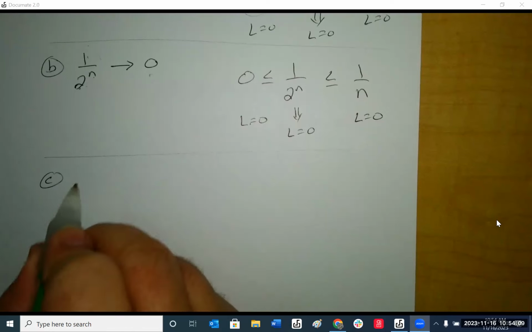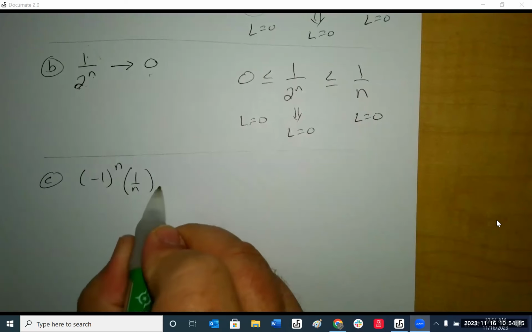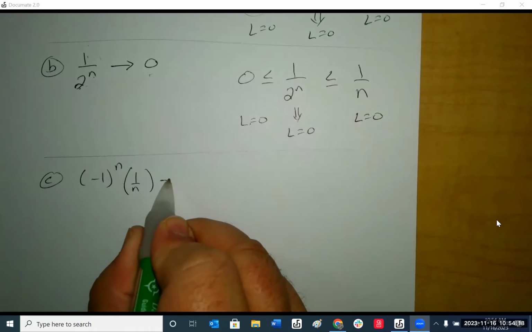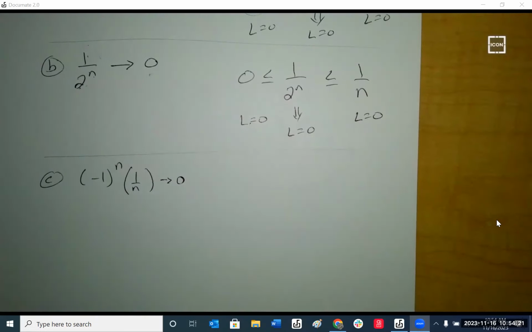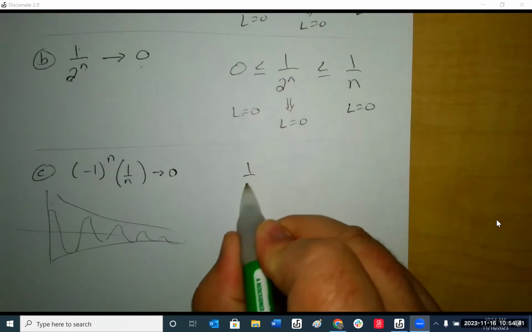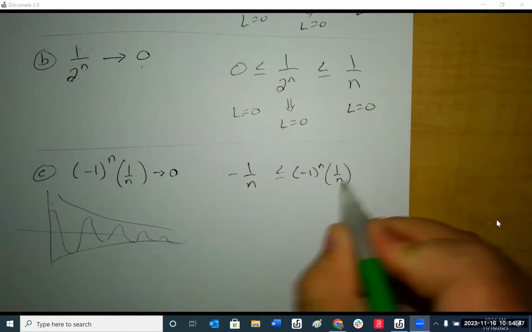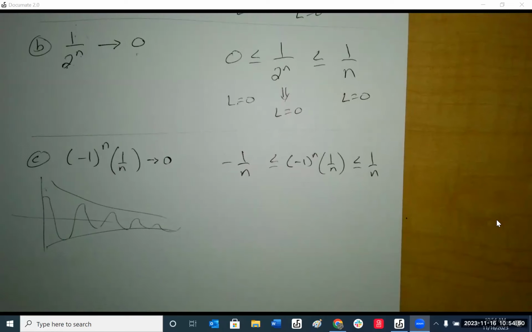Where's the third one? Negative 1 to the power n times 1 over n. This converges to 0 as well. But all this one does is oscillate between positive and negative. So we're looking at what this graph would look like, would be positive and negative, and it just keeps on getting smaller, smaller. Okay, this looks like that graph there. So we can use negative 1 over n and positive 1 over n.